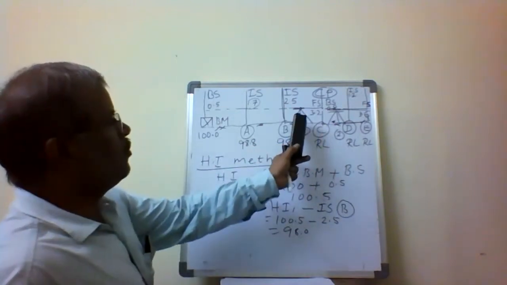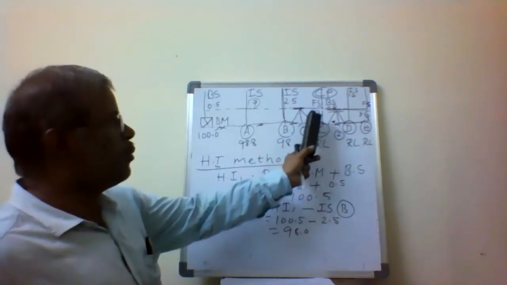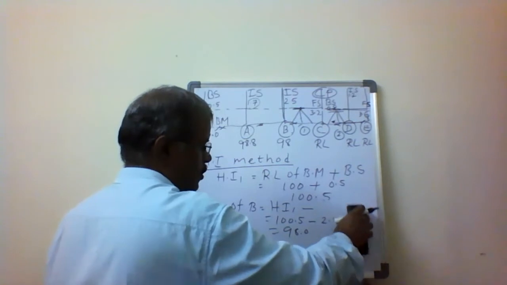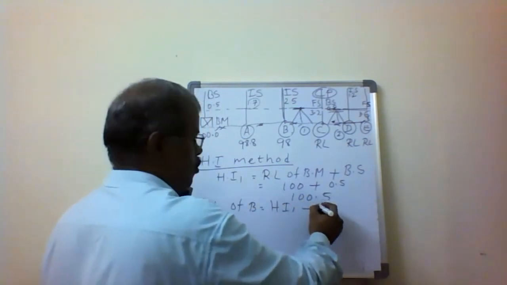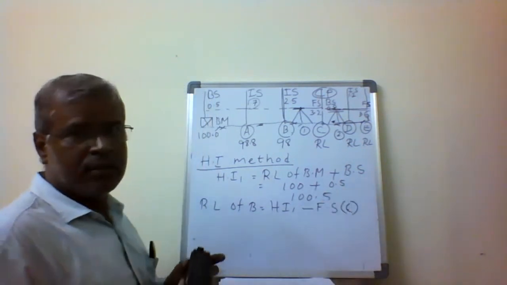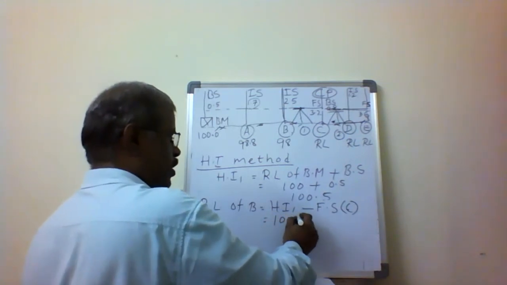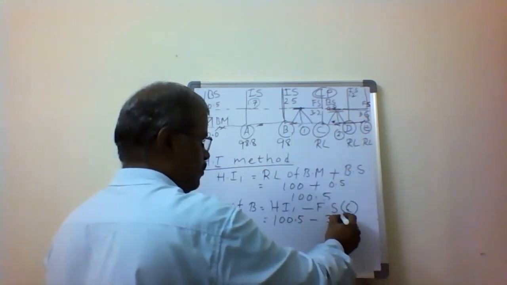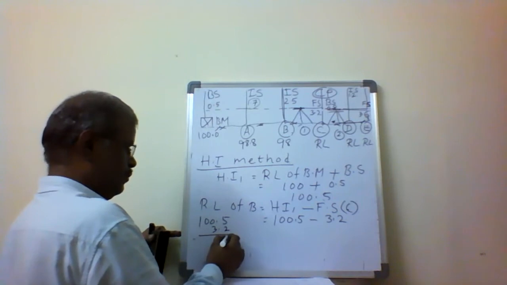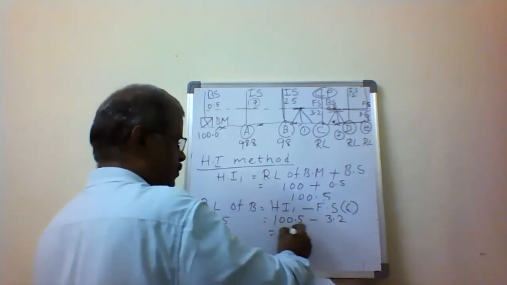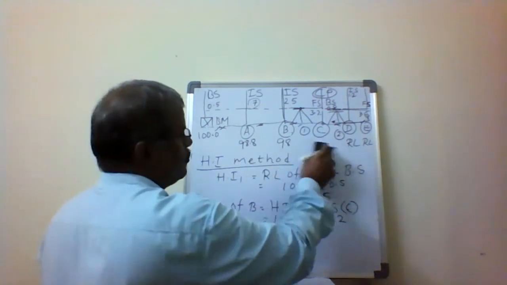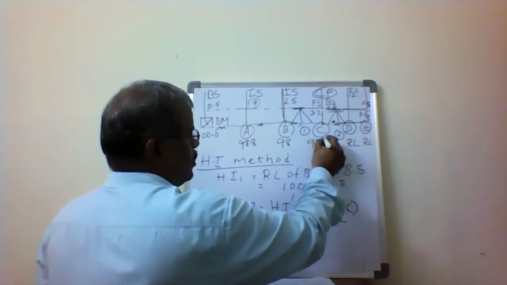Now next, from the same setup, I am taking the foresight reading of 3.2, the last reading. So height of instrument minus the foresight reading at C. Then 100.5 minus the foresight of 3.2 is 97.3. So now RL of C also is known: 97.3.